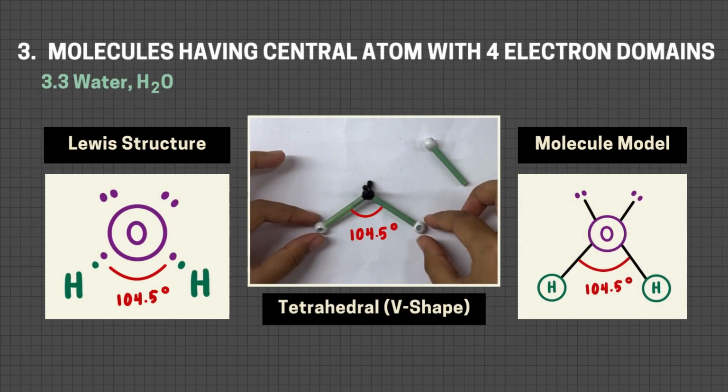Another molecule that we can build, which has a central atom with 4 electron domains, is water, with the chemical formula H2O. The Lewis structure is as follows. Water has 2 lone pairs, and it carries a tetrahedral V shape. Water, or H2O, has an angle of 104.5 degrees.